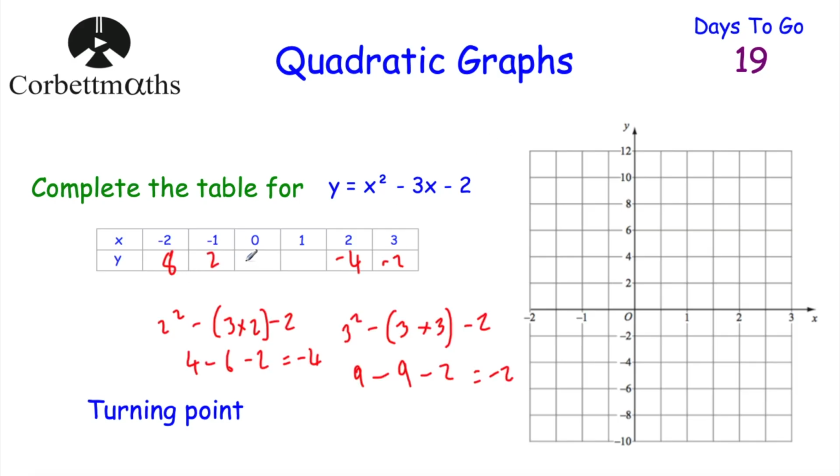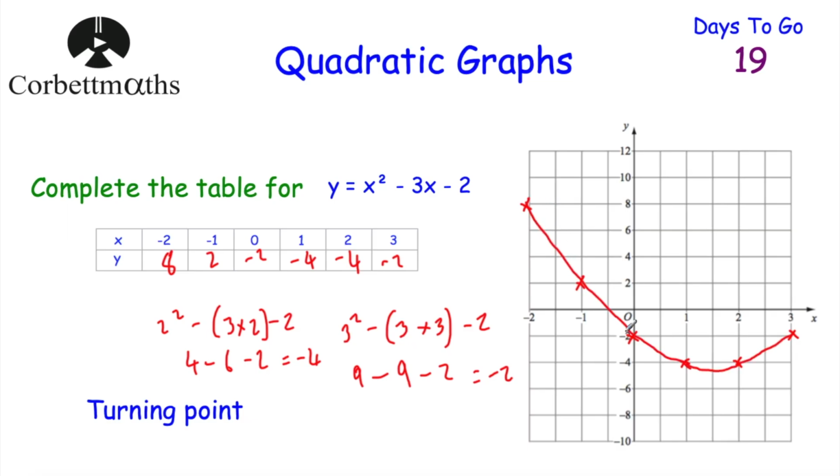8, 2, -2, -4, -4, and -2. And now we can just plot these points. So -2, 8, -1, 2, 0, -2, 1, -4, 2, -4, and 3, -2. So we get those points, and now we just need to do a nice curve through them, so it looks something like this. Okay, so we've drawn our quadratic graph, and if your graph looks like that, fantastic.